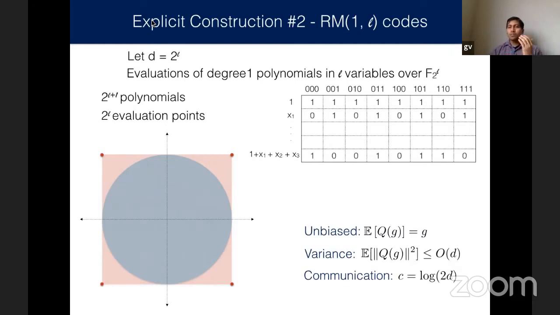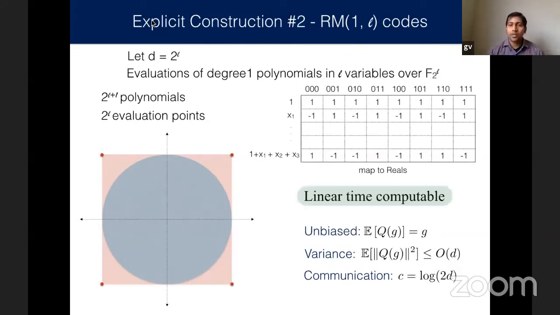Now, just by mapping these points from binary to the reals using a simple BPSK mapping, mapping zeros to -1s, each row of this matrix corresponds to a point of the point set that we will be taking. Each point has squared norm exactly D. And this will give us an unbiased estimate which has a variance of order D. Since the number of points in this point set is exactly 2 times D, the communication that we achieve is about log 2D. Okay, so this was a very simple construction.